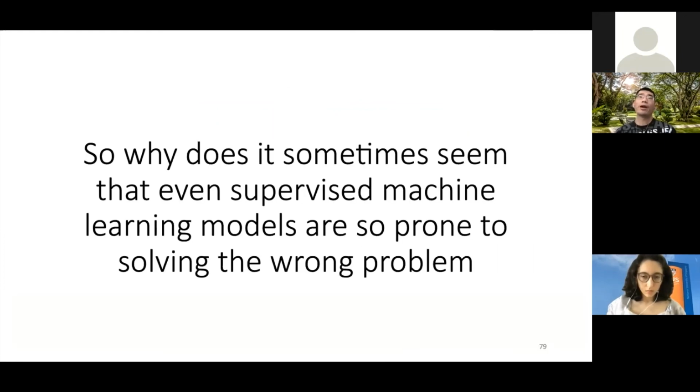So why does it sometimes seem that even supervised machine learning models are so prone to solving the wrong problem? Well, for one, they, by design, develop their own ways of solving a problem rather than relying on step-by-step instructions from a programmer. And remember that we discussed that in the initial introduction. And secondly, most importantly, they have no contextual knowledge to understand the context of the possible solutions. And remember that there is no common sense without context.